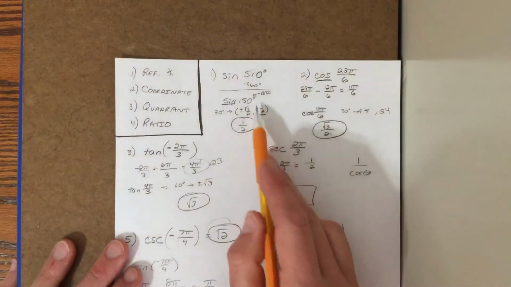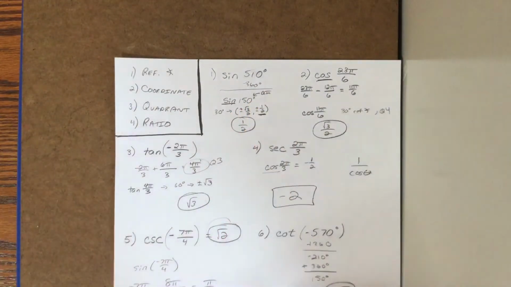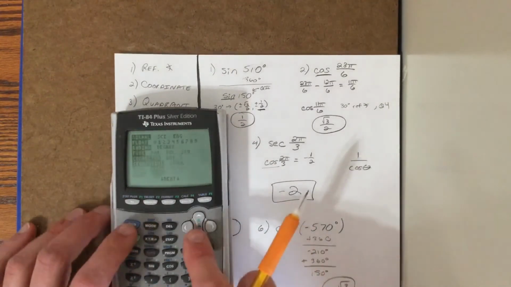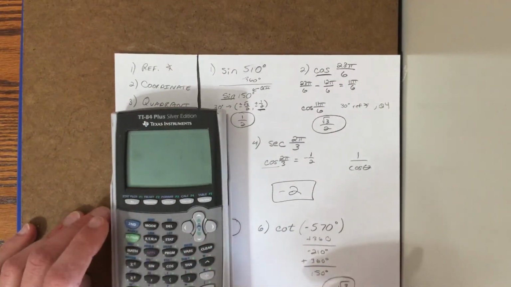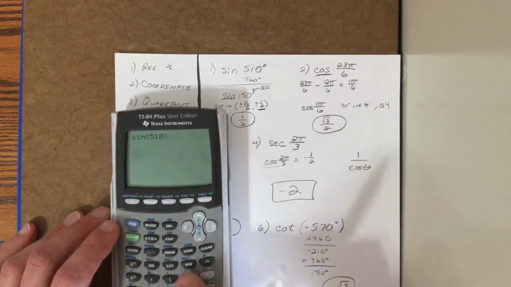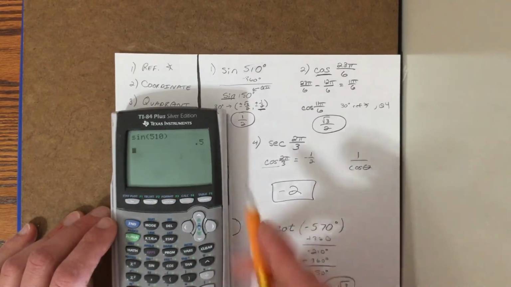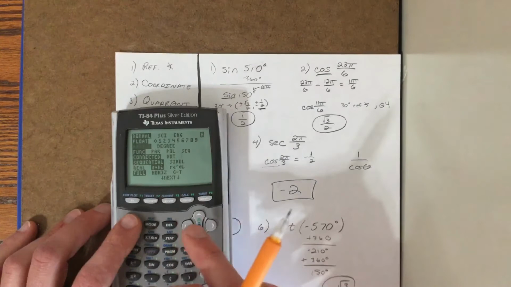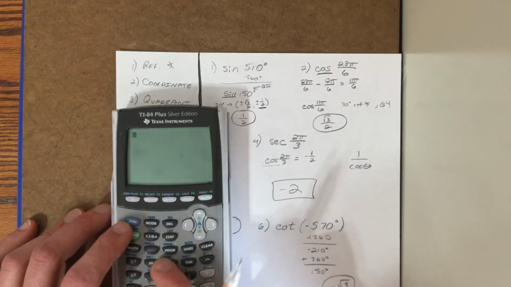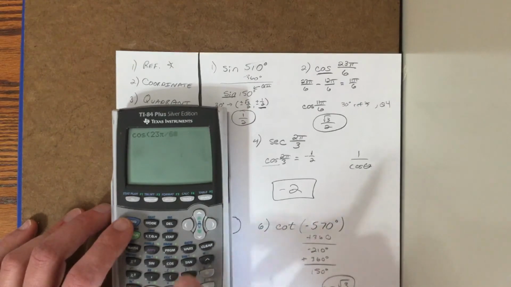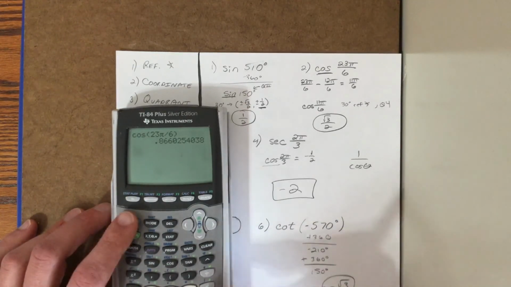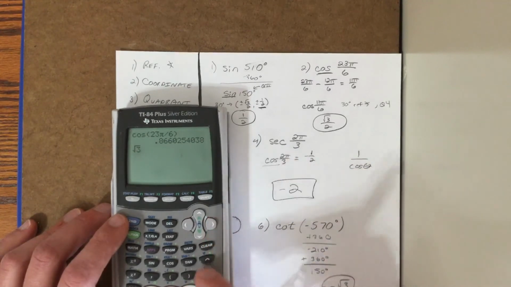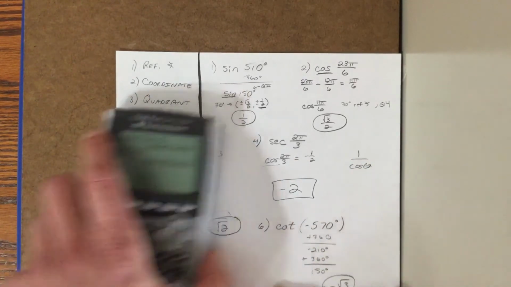That check trick also would work for problems like these. If you're in degree mode, I'll just do this real fast, just for fun. If I toggle back to degree mode and I enter the sine of 510, we can see there I get 0.5. That matches. If I toggle back to radian mode and I do the cosine of 23 pi over 6, you'll see I get a funky decimal. That funky decimal hopefully is equivalent to the square root of 3 divided by 2. There you go. So again, an easy way to check.